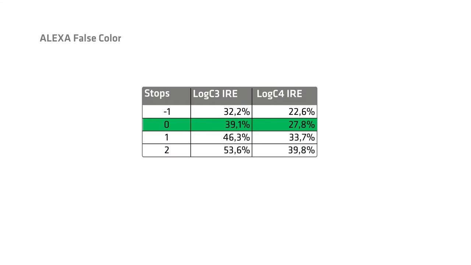If you use a waveform monitor to measure exposure, you have to consider that the signal value changes from LogC3 to LogC4. You see here a table with the signal values for one stop and two stops above mid-gray, middle-gray, and one stop below. And you see that 32 becomes 22.6, and 39.1 becomes 27.8, or 28, 46 becomes 34, and 54 becomes 40.